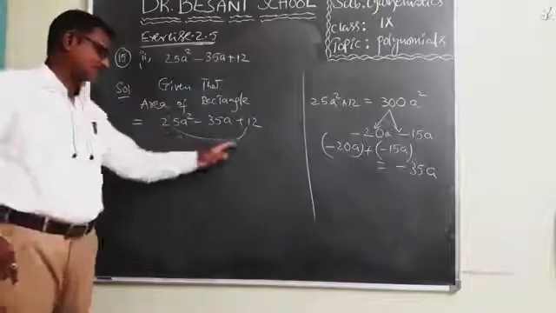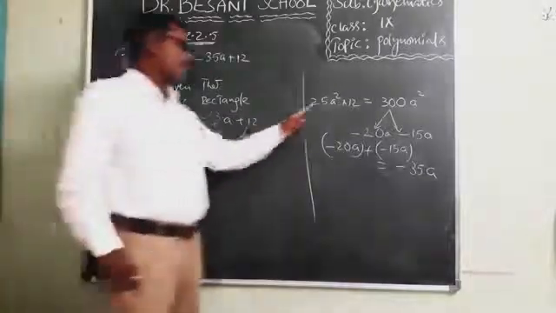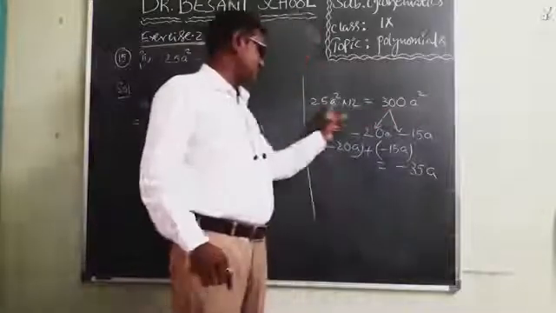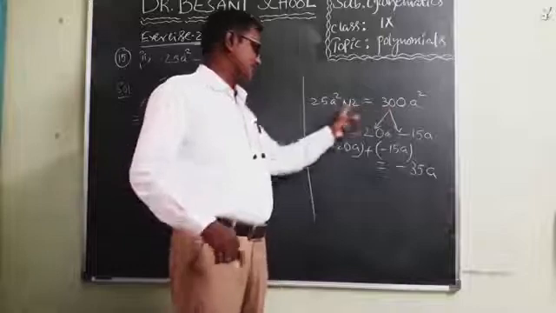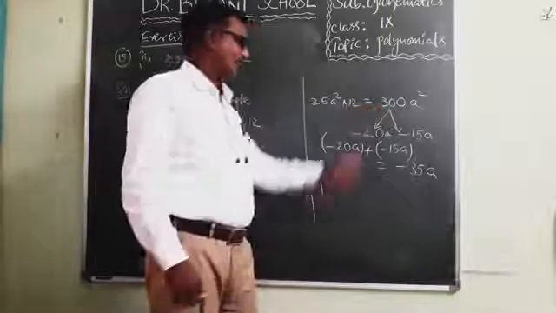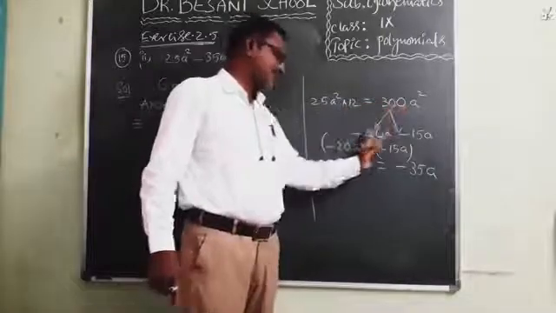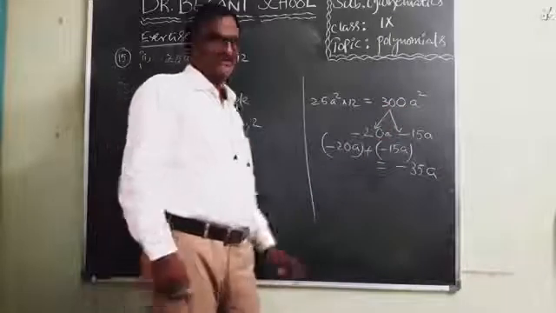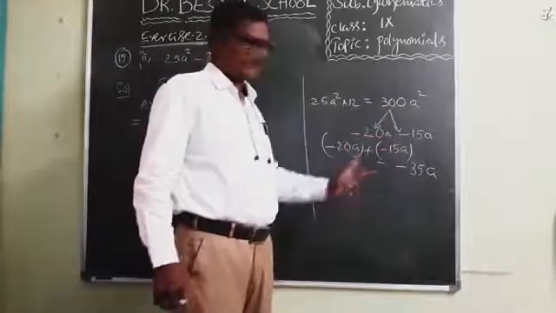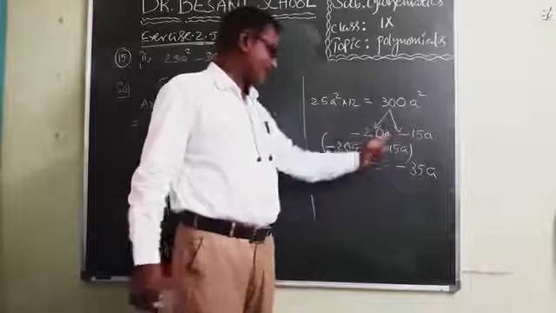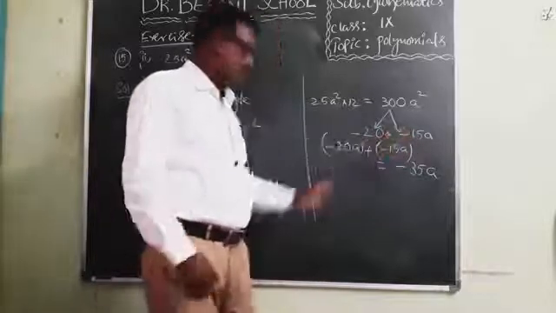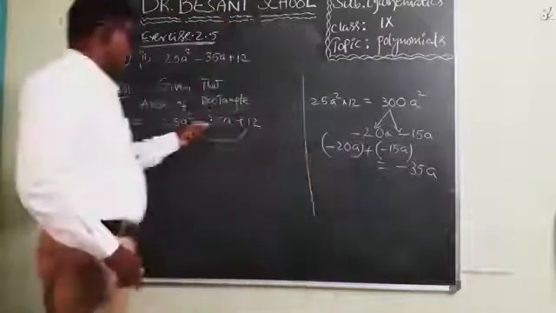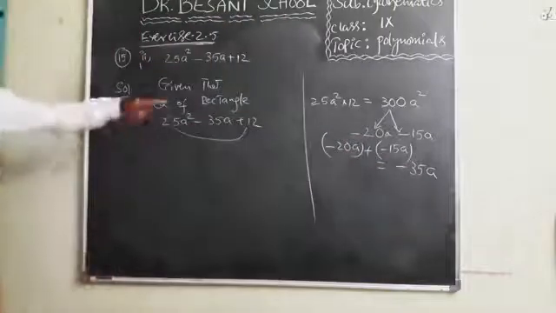Product of extremes: 25a square into 12 is 300a square. Why? 12 5s are 60, 12 2s are 24 plus 6, 300. So factors for 300a square are minus 20a and minus 15a, because when you multiply these you will get 300a square only. Minus into minus is plus, 20 15s are 300, a into a is a square. By adding those two, minus 20a plus minus 15a becomes minus 35a, which is equal to the middle term minus 35a. So these are the factors.